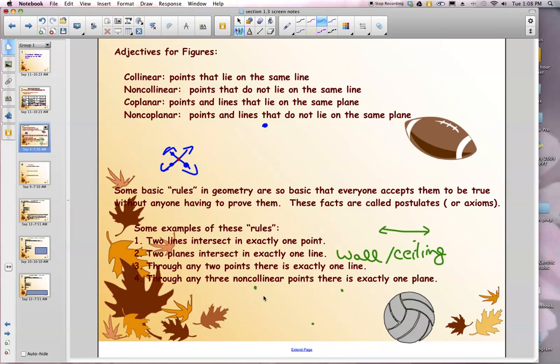Okay, so those are the 4 basic rules that we will be using throughout the year, and this vocab is very important. Make sure you understand that vocab.